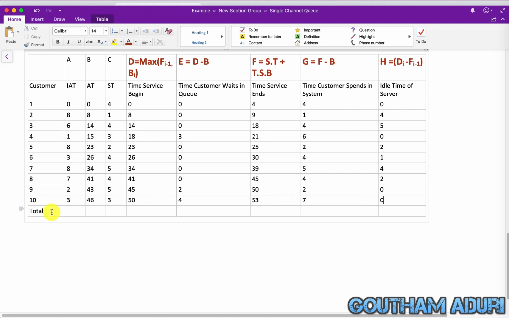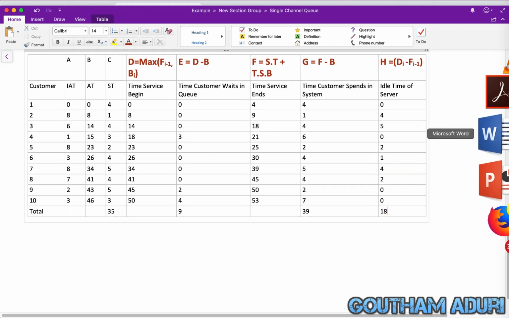So now we just have to calculate the total of everything. So it's service time total 35, with running values 5, 9, 12, 14, 18, 27, 30, 35. And the time customer waits in the queue total is 39, and the idle time of the server is 18. So these are the values I got.